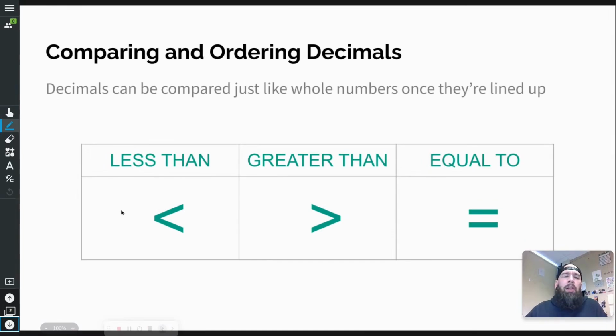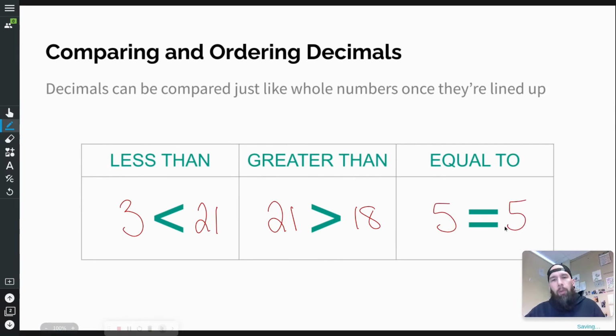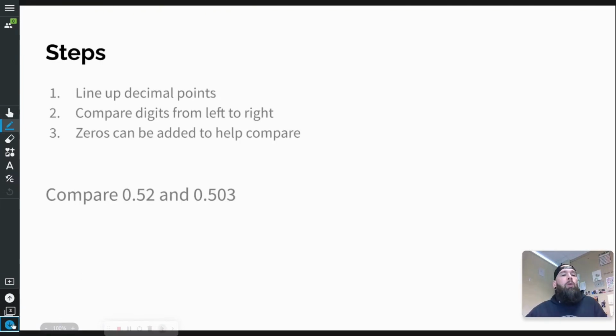So you would say something like 3 is less than 21. Easy peasy. This symbol is greater than. So you would say 21 is greater than 18, okay? And this probably won't happen, but equal to is something like 5 equals 5. Those guys are equal to, all right? So is less than, is greater than, equal to, bada bing. How do we do these?